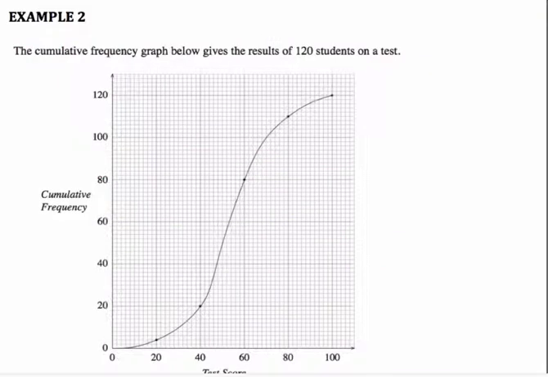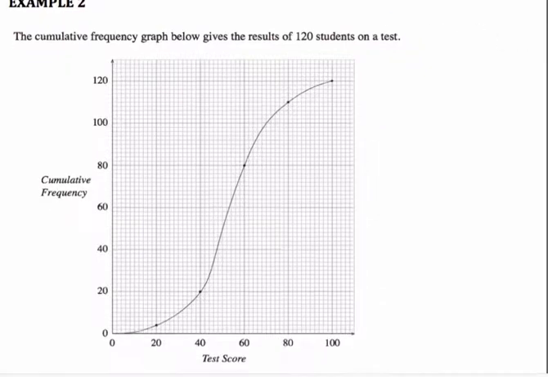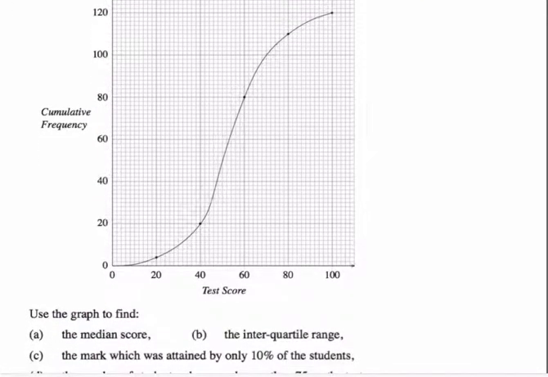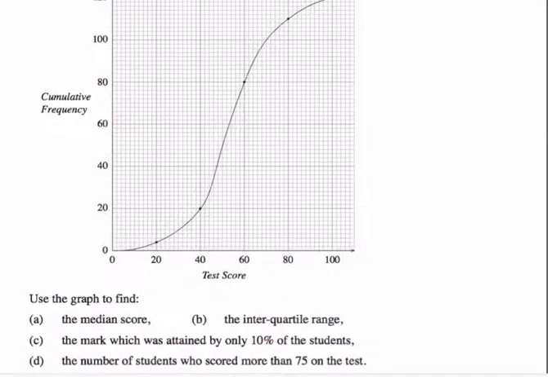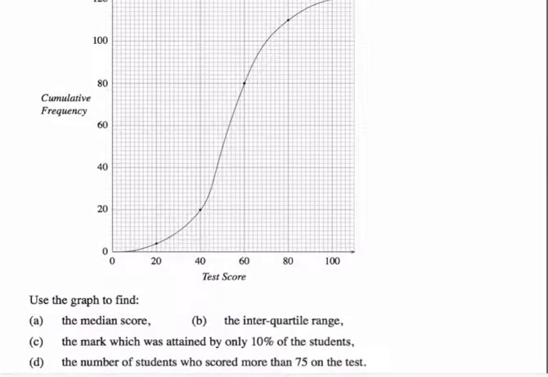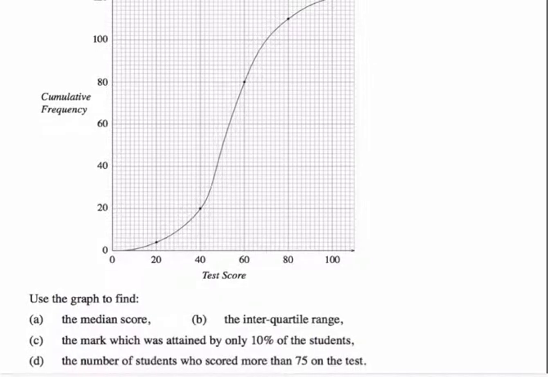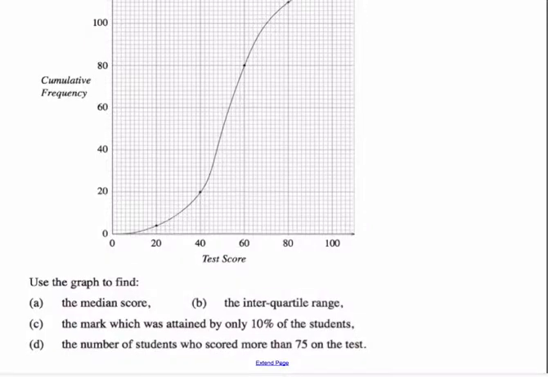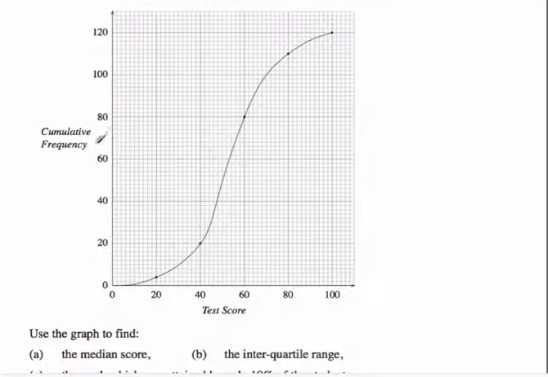Alright, so let's take a look at this cumulative frequency graph here. 120 students scored these test scores on a test. So we're going to find the median score, interquartile range, the mark attained by only 10% of students, and the number of students who scored more than 75 on the test. So let's take a look at these now. So the median, we just wanted to find basically the middle here.